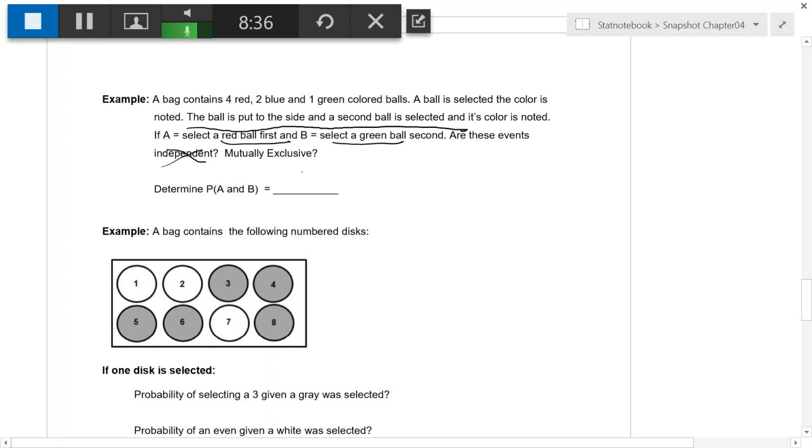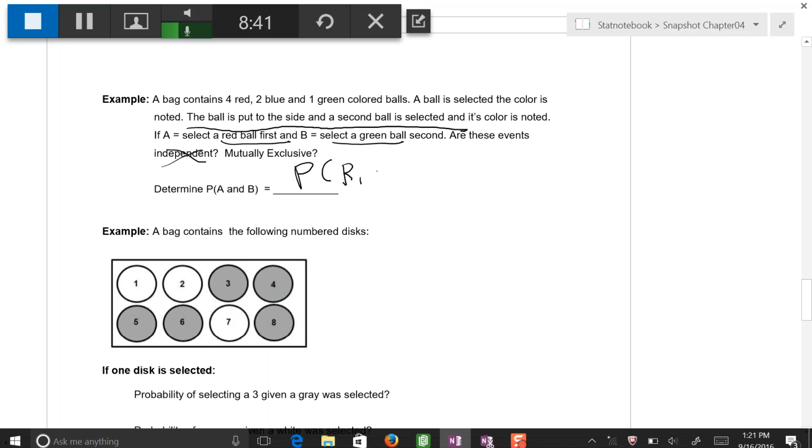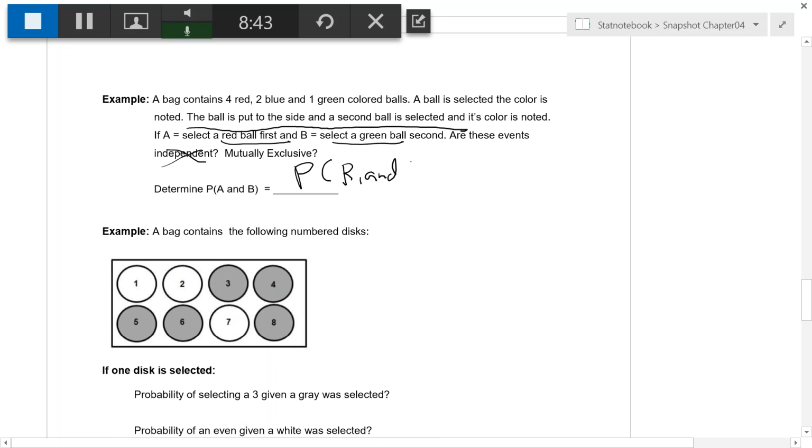So the probability of red first and green second is the probability of a red first times the probability of a green second, knowing you got a red first, okay? So red first and green second, here's your formula. The probability of a red first, 4 out of what? 7 ways, right? 4 ways to get a red, 7 ways to get anything.